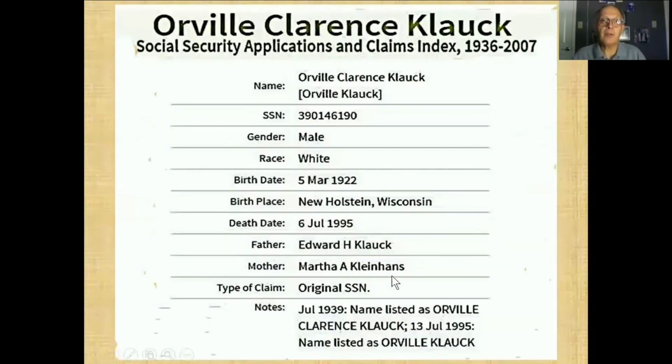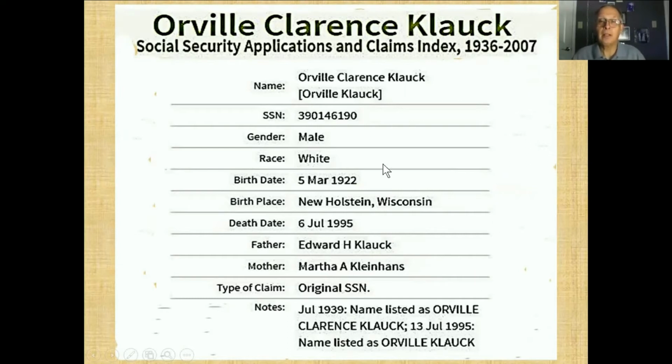Here's my father's application at Social Security. So he applied as Orville Clarence Clark, his Social Security number. There's his birth date, 5 March 22, and the birthplace, New Holstein. His death date was 6 July 1995, and here's the motherlode of genealogical information. His father was Edward H. Clark, and mom was Martha A. Kleinutz, and that's the Martha Clark of the previous example.